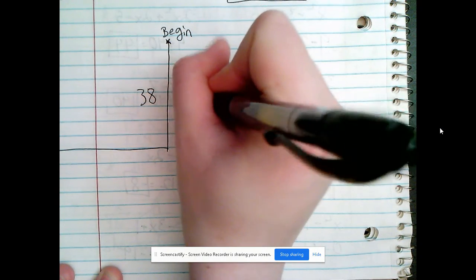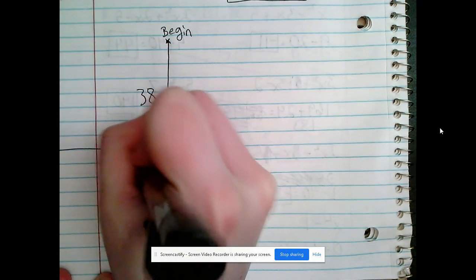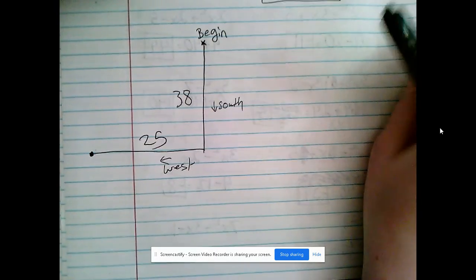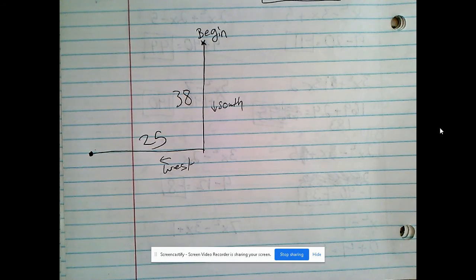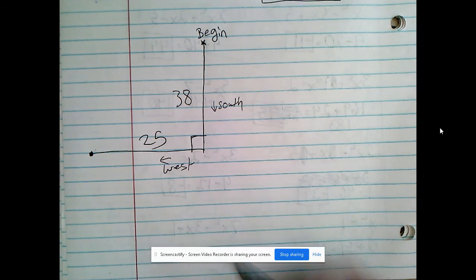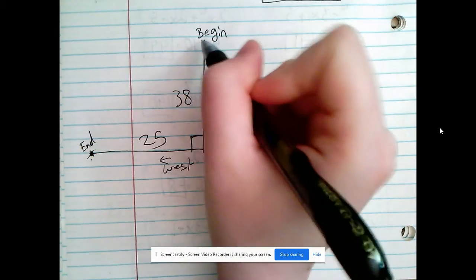And then he went due west for 25 miles. So he went south and then due west. And this is his ending up point. He went 25. So when it says due, that means that we're going straight down and straight across, which forms a 90-degree angle. So now we have a triangle, or we have the beginnings of a triangle. And so what we're trying to do is find the distance between where he ended and where he began.